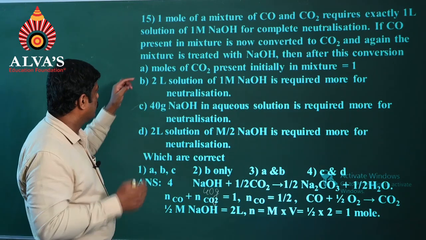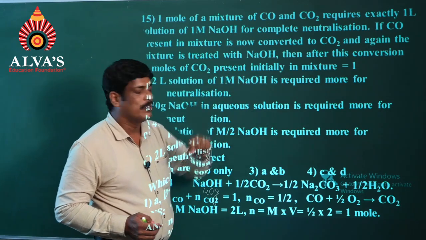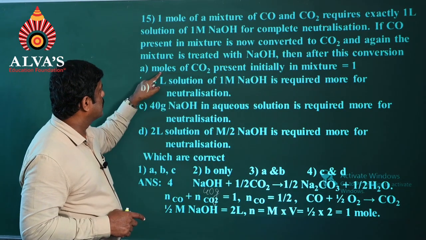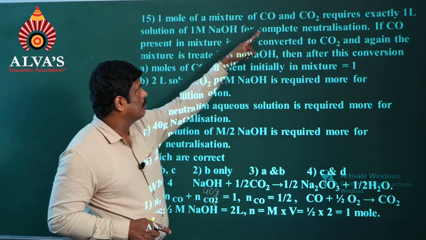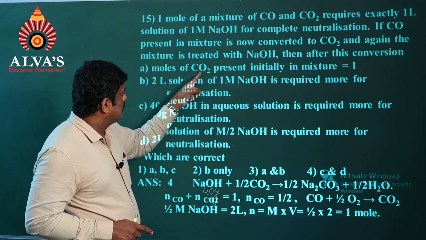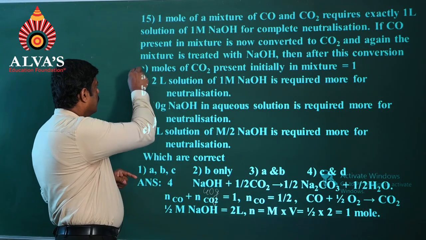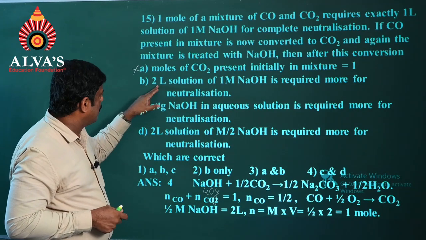Let us go one by one. Moles of CO2 present initially in the mixture is 1 mole. It is not correct, because carbon dioxide and carbon monoxide together are given as 1 mole. Means carbon dioxide initially is not 1 mole, hence it is a wrong statement. Let us see the second option.